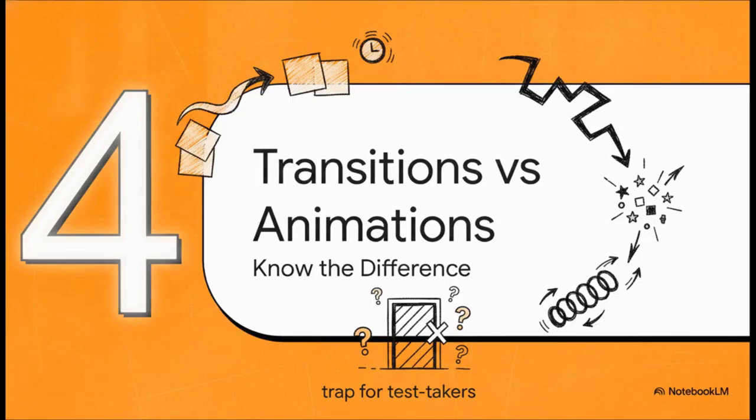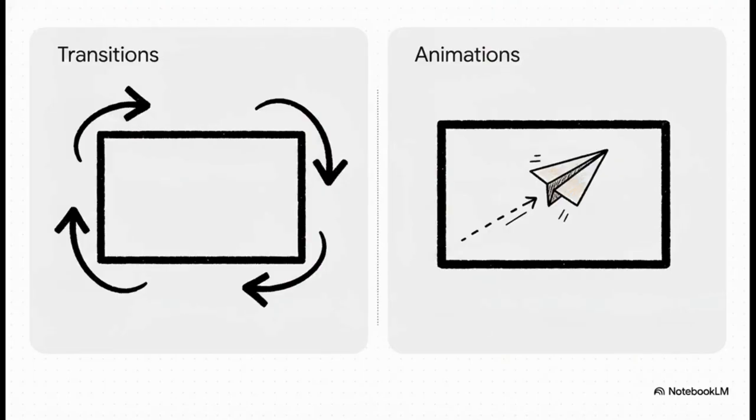All right, on to section 4, transitions versus animations. And wow, this brings us to the ultimate trap for test takers. What happens if you accidentally apply a whole slide delay to just a single text box? Yeah, your entire sequence completely breaks down and you just hemorrhage points. Knowing the critical difference between entire slide effects and individual element movements is literally what keeps your score sheet perfect.